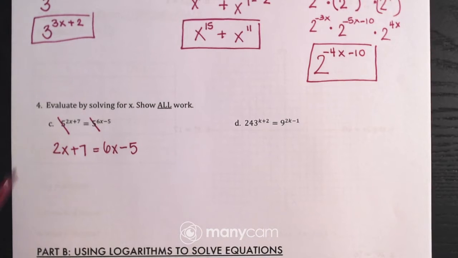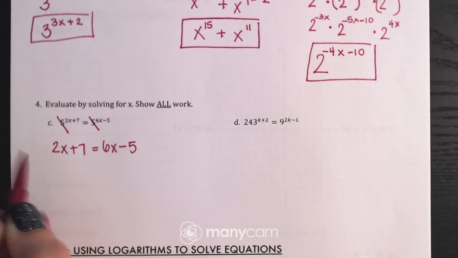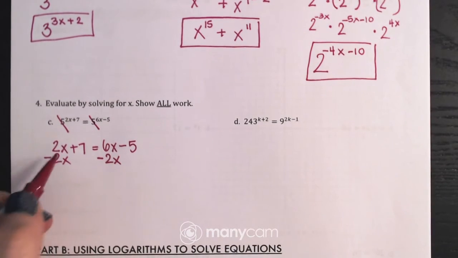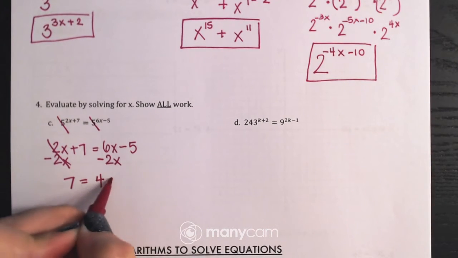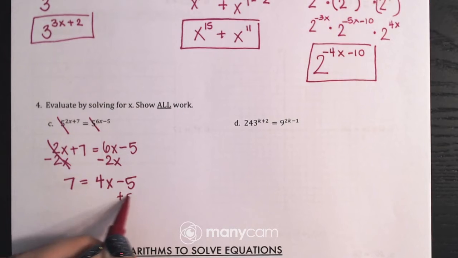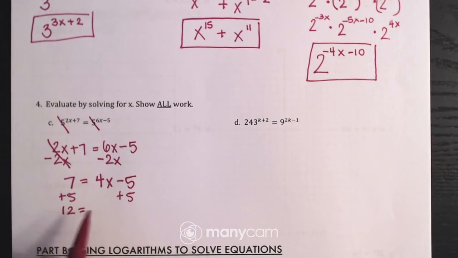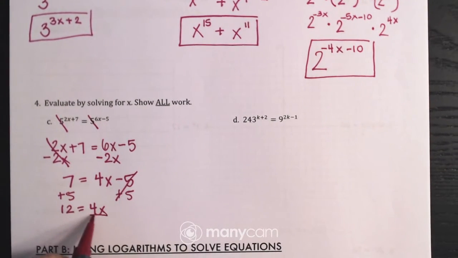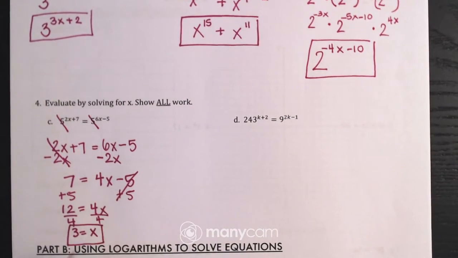You have a lot of steps you could take to solve this one. I like things to stay positive, so I'm going to subtract 2x from both sides. So move the x terms together. These cancel. 7 equals 6 minus 2, it's 4x minus 5. Now I'll move the constants together. So plus 5 plus 5. 12 equals 4x, these cancel. Divide by 4, 3 equals x. I'm done.